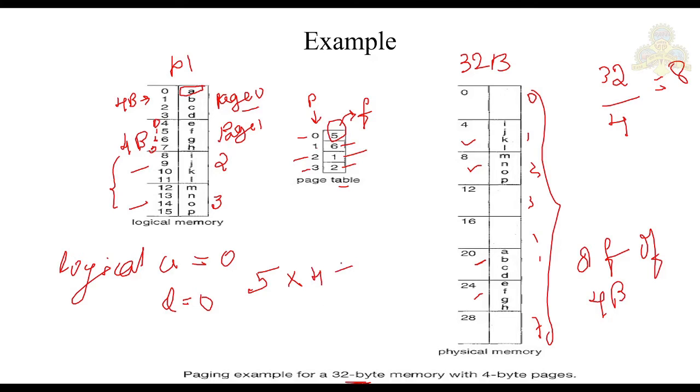Then what you have to do? You have to add the displacement or the offset. So what is the offset here? It is 0, right? So add 0. How much will you get? You'll get 20. Now 20 is your actual physical address, or main memory address, in which your instruction A is present. Just check whether A is present in location 20. So A is present in location 20, right?